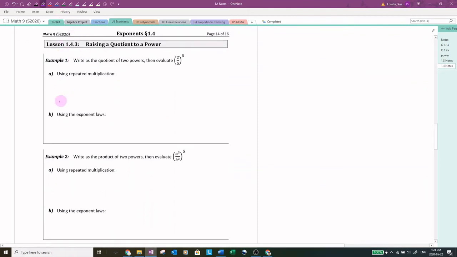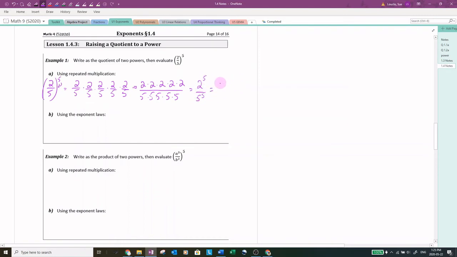So if I do this as repeated multiplication, 2 over 5 to the 5, well, my exponent 5 is applying to everything in the bracket. So it's 2 over 5 times 2 over 5 times 2 over 5 times 2 over 5 times 2 over 5, which I can then multiply all those fractions together, and I get 2 times 2 times 2 times 2 times 2 all over 5 times 5 times 5 times 5 times 5, which simplifies to 2 to the 5 over 5 to the 5.